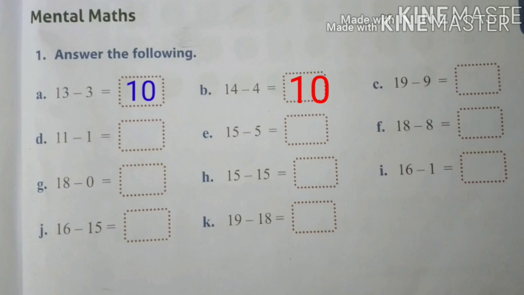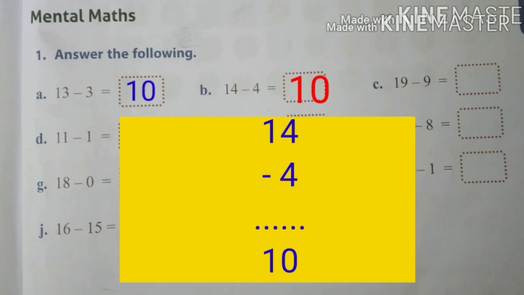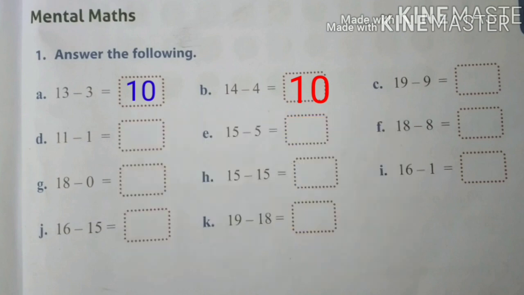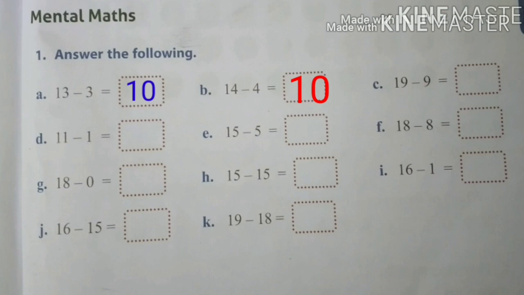The next problem, 19 minus 9. Children, can you guess the answer? Yes. In the above two problems, the ones place digits are same, and only one digit, that is 1, in the tens place. Then the answer we get is 10. Here in this problem, we can see the ones place digits are same, that is 9, and 1 in the tens place. So our answer will be 10. That is 19 minus 9 is equal to 10.